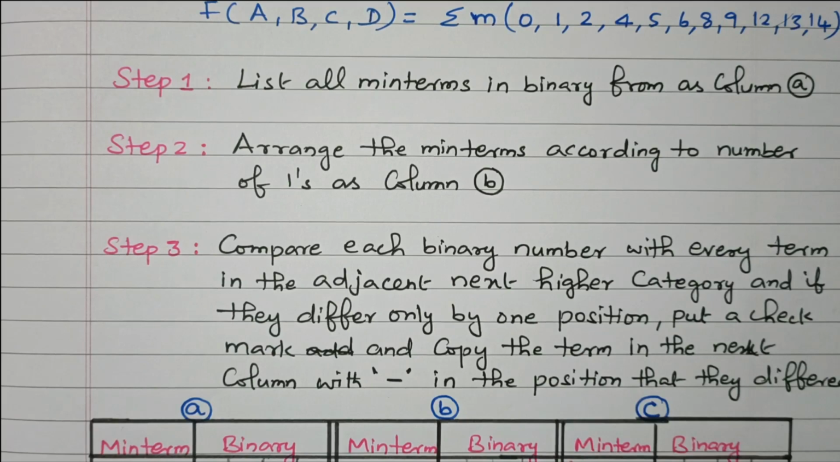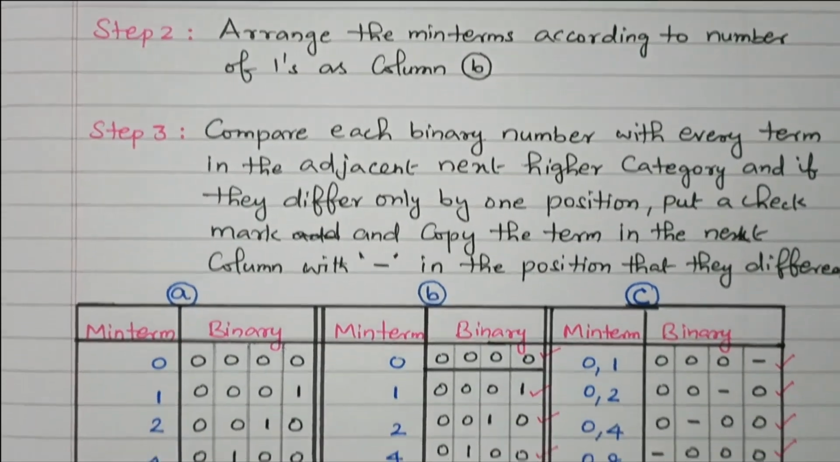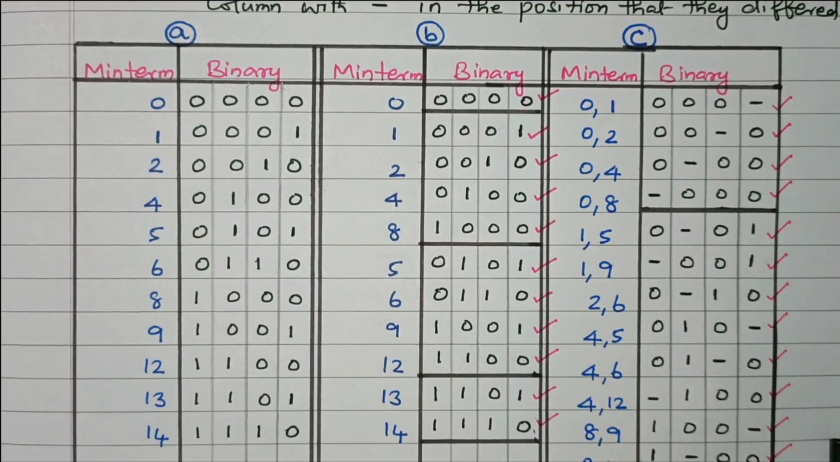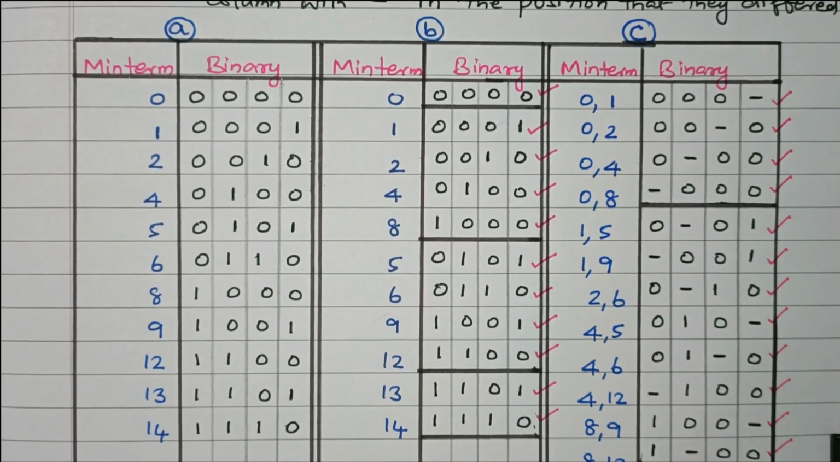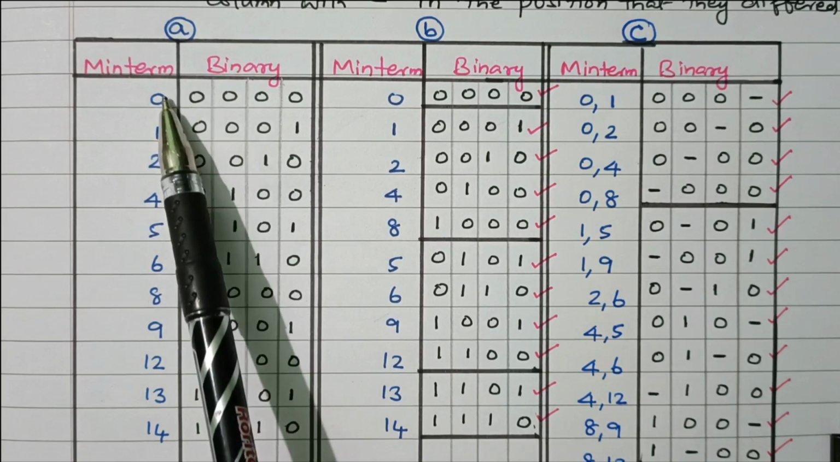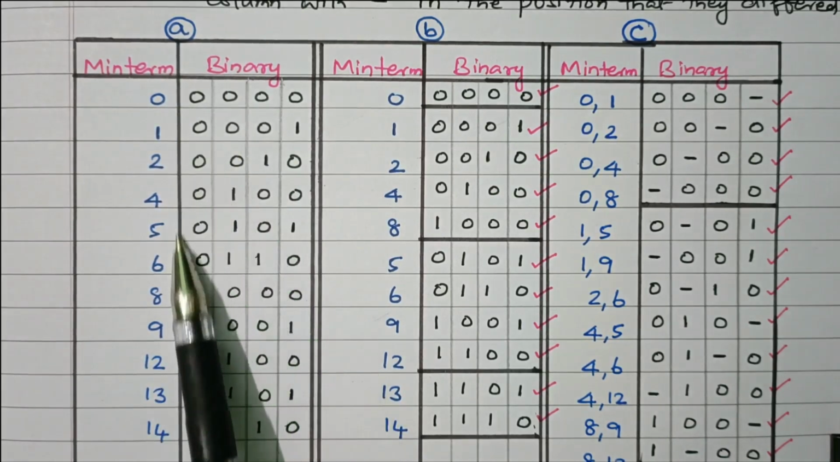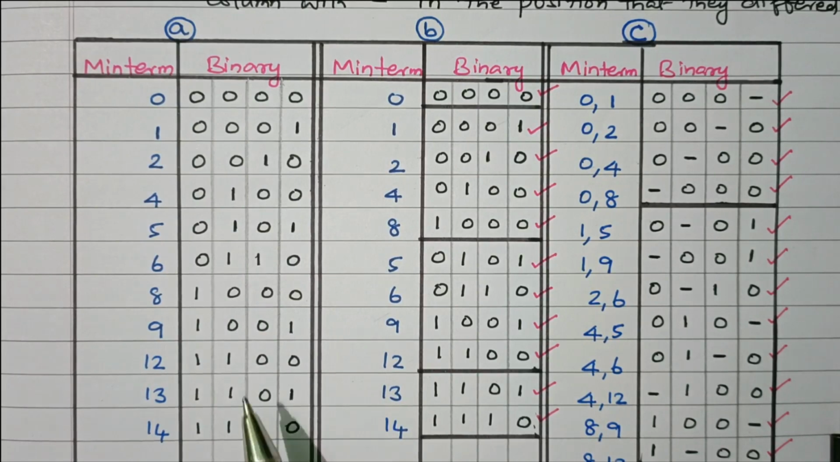So we'll see column A and B in a separate tabular column. We'll see what is column A, column B and column C. So this is column A. All the min terms are written in a binary format, 0, 1 up to 14, right? That is in the format 8421. 9 means 8421, 8 plus 1, 9. This is written in the binary format.